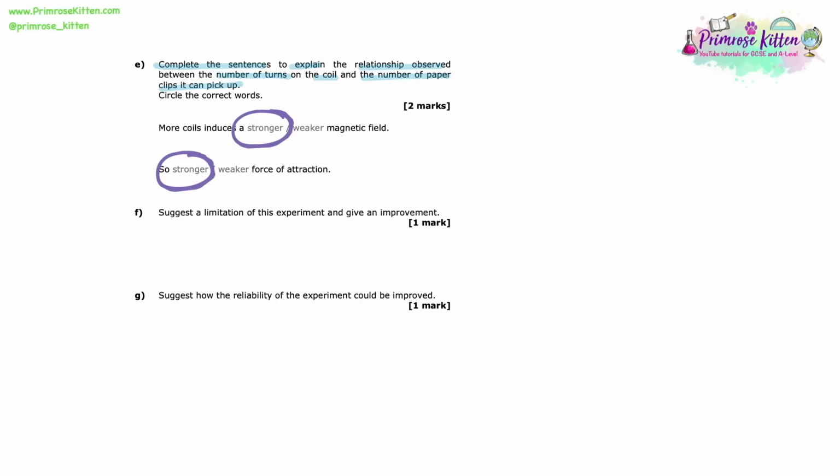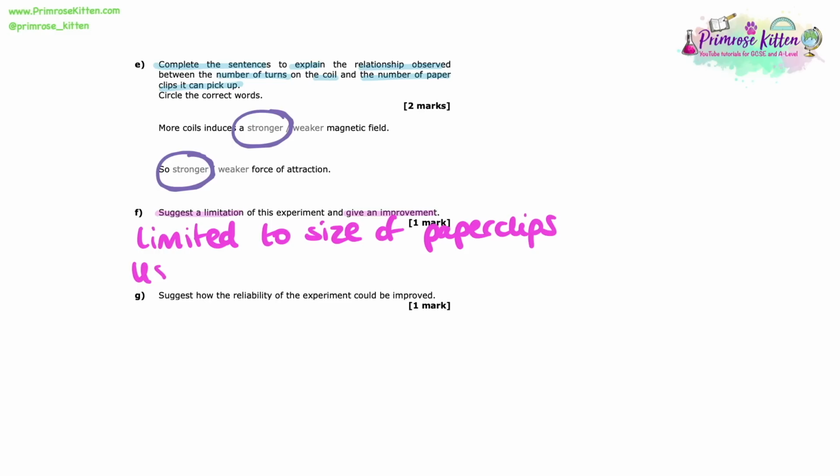So next up, we're asked to suggest a limitation of this experiment and give an improvement. So if you have a think about what we've been doing here, we've been looking at picking up 1 paperclip at a time. Now, because it's just 1 paperclip at a time, we're being limited to the size of these paperclips. What about if we could have picked up actually 4.5 paperclips or 2/10 paper clips? We don't know, do we? And so what we need to do is use smaller paper clips to improve this experiment.